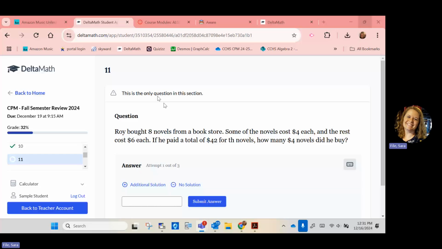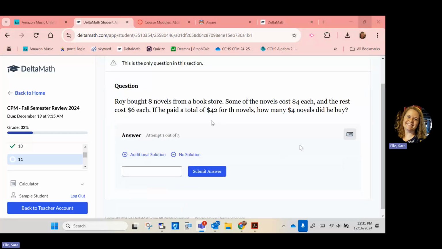Number 11 in the fall semester review for CPM. This is in Delta Math. This one says that Roy got 8 novels from a bookstore. Some of the novels were $4. The rest were $6. He paid $42 for the novels. How many $4 novels did he buy?